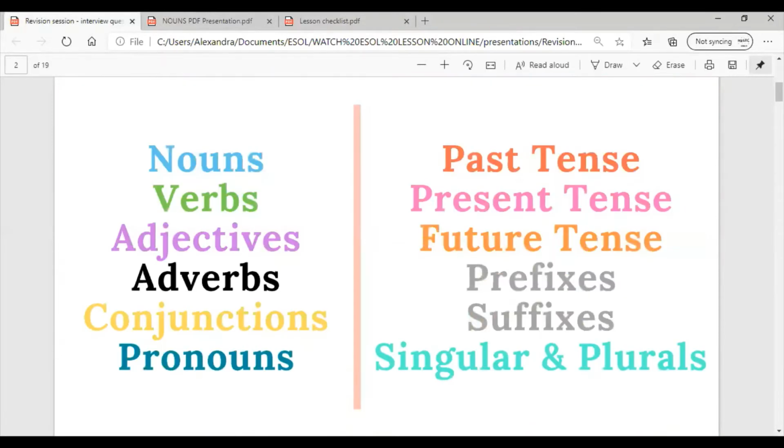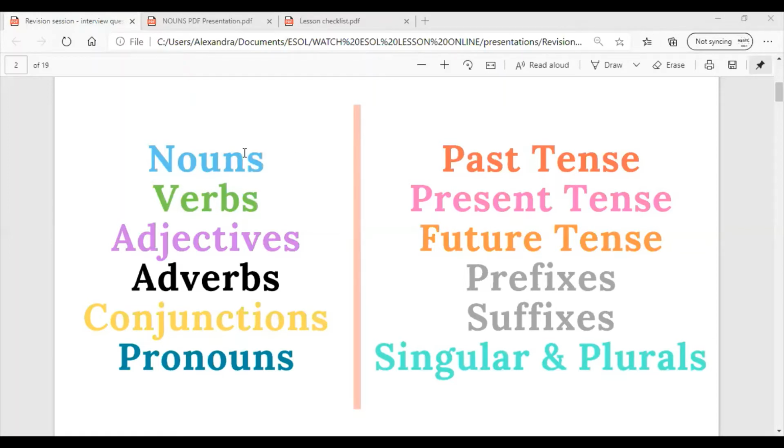Okay, so here's just a quick list of all the topics we have looked at over this 6-week course. So we've looked at nouns, verbs, adjectives, adverbs, conjunctions, pronouns, the past tense, the present tense, the future tense, prefixes, suffixes, singular and plurals. So I'll quickly go over what each topic was. Hopefully, if you've been to most of them or have watched most of the videos on the YouTube channel, you will recognise quite a few of these terms and you also know what they all are. So nouns was our first week.